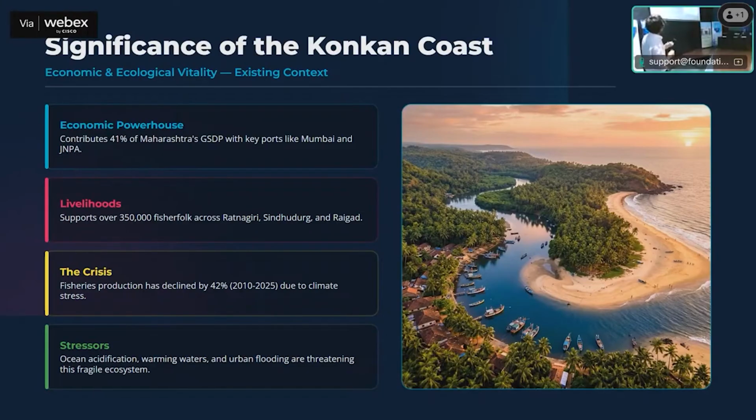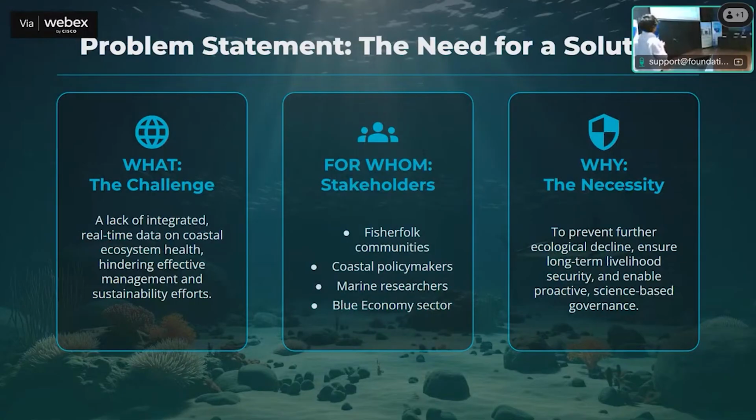fisherfolk. And along with this, it has been observed that throughout the decade, the fisheries catch has declined by 42% due to different climatic reasons. There is a need to study these changes that are currently happening in the Konkan region. So I have focused my research on the Konkan region only, for a start.